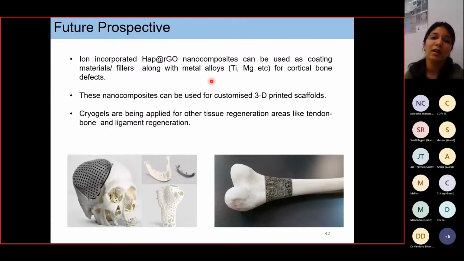And we look forward to taking our materials further, like we can use it to coat our metal alloys in case of critical size defects. We can use these to print customized 3D printed scaffolds, as well as we are using the cryogels that we have developed for other tissue regeneration applications. So this is what I've been working on, and I'm looking forward to work on in the future too.